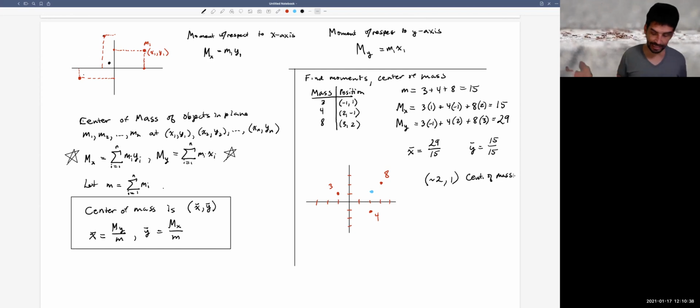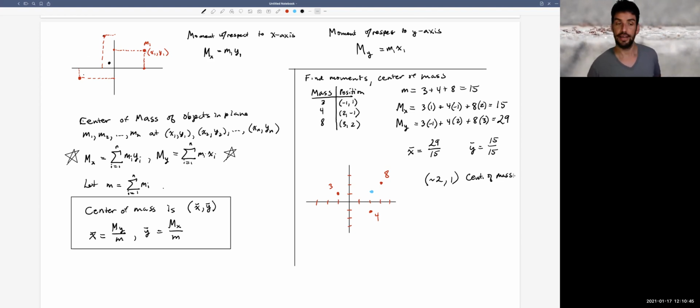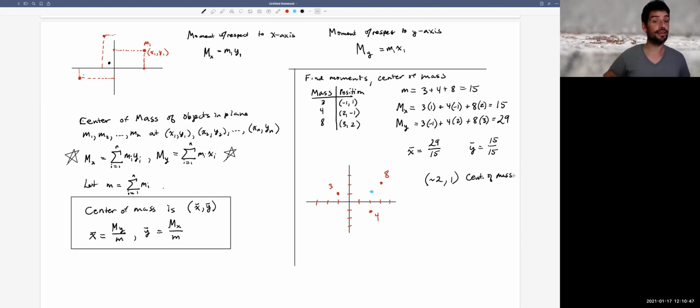Okay, let's stop there. It's already a pretty complicated idea, and then we'll start moving into how do we take this, and instead of having point masses, we have whole plates of mass, these things that we'll call lambda. But that's for the next one.